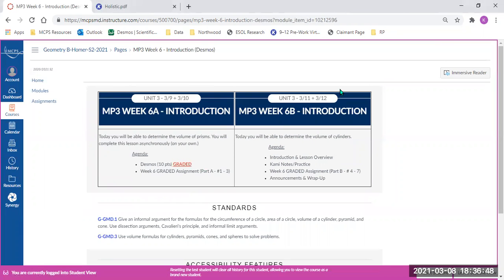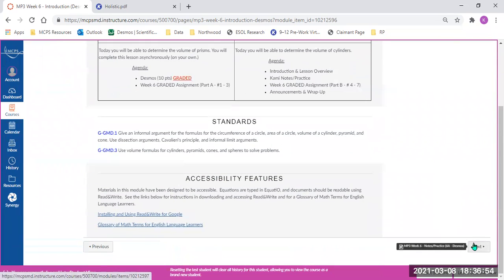My internet wants to be slow. All right. And that looks the same.